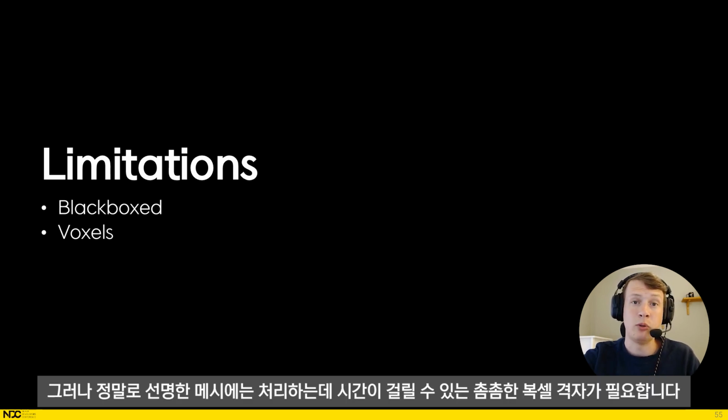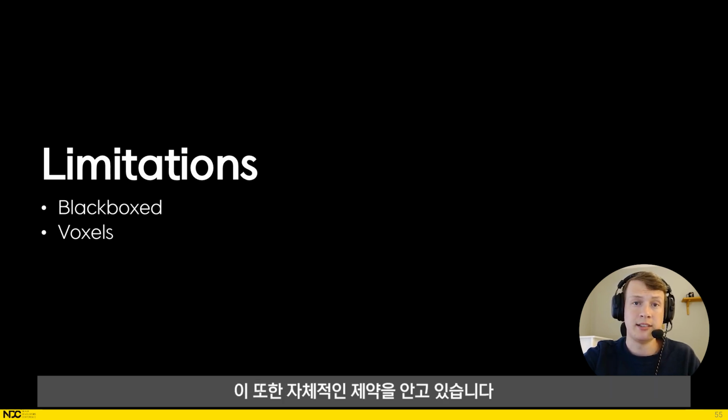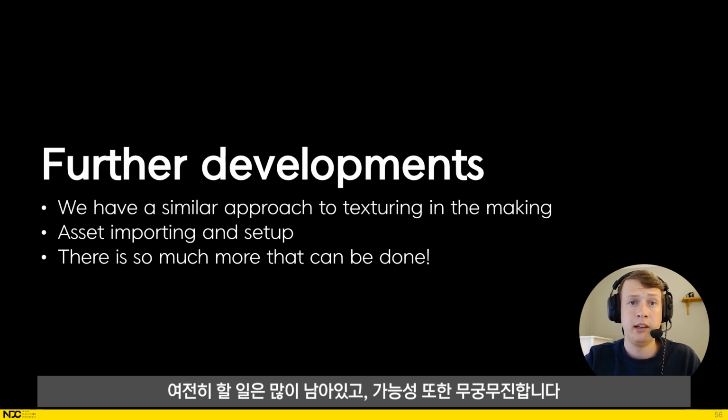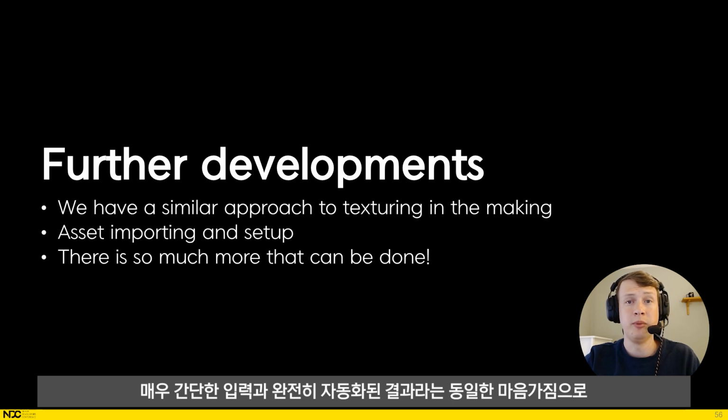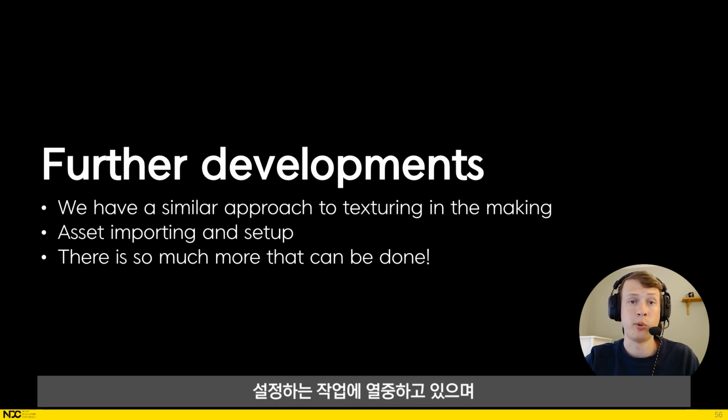Voxels are great, but really sharp meshes require dense voxel grids, which can become slow to process. We've investigated baking round edge shaders as well, but they have their own limitations. I have a feeling that we might end up with a mix between both approaches in the future. There is still lots to do, and the possibilities seem endless. We are working on a texture setup that uses the same mindset of really simple inputs and fully automated results. We're also working on automatically importing and setting up all kinds of assets in Unreal as part of the process, and it shows great promise.